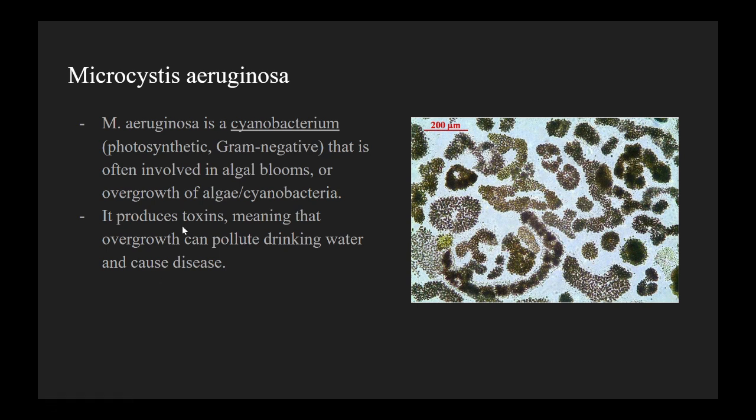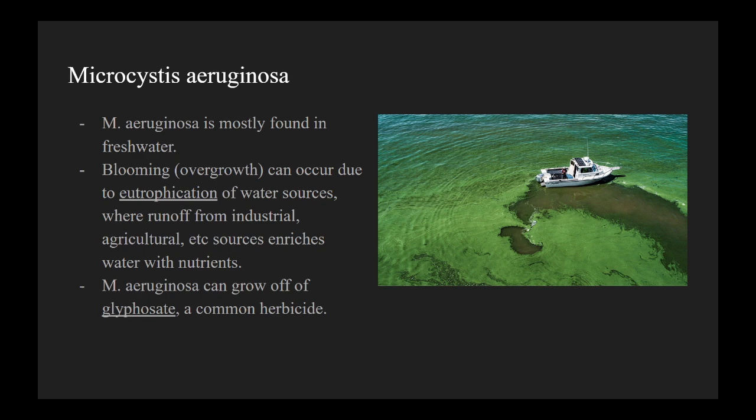M. aeruginosa can produce toxins, which means that if there are a lot of blooms, then the water in that area is going to get polluted with several toxins that can cause disease, which is bad for humans. It's bad for the local wildlife, as well as the other microbes within the lake water or whatever water you're in. It's mostly found in fresh water.